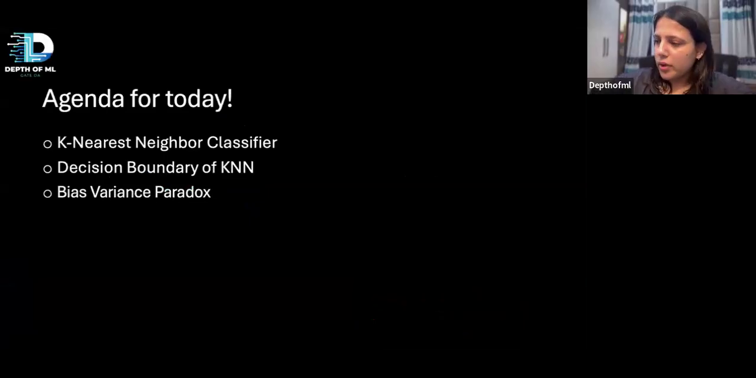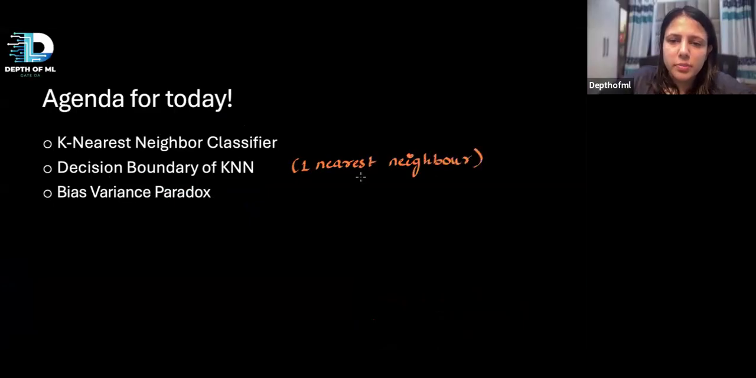So what will we be doing today? First of all, we'll look at the algorithm for running a K-nearest neighbor classifier. Then we'll talk about the decision boundary of KNN, particularly one nearest neighbor, which is also called just the nearest neighbor classifier. So if somebody asks you what the nearest neighbor classifier is, it means just one nearest neighbor. We'll get to what K nearest neighbor and one nearest neighbor are. And then we'll talk about the bias and variance paradox in the K nearest neighbor classifier.